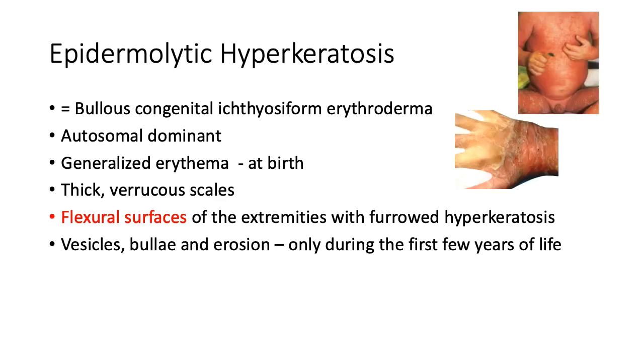Another variant of ichthyosis is epidermolytic hyperkeratosis. This is also known as bullous congenital ichthyosiform erythroderma. This is an autosomal dominant condition. The patient presents with generalized erythema at birth. Gradually, thick verrucous scales develop. Flexural surfaces of the extremities are involved in this condition. Features like vesicle, bulla, and erosions are encountered only during the first few years of life.